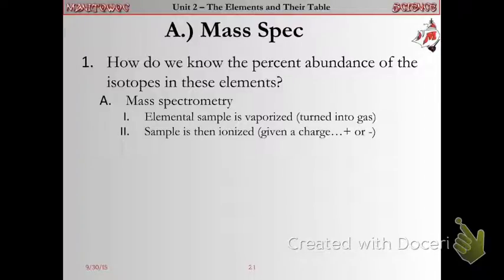If it adds electrons, it'll become negatively charged. And if it removes electrons, it'll become positively charged. Next, the sample is going to be passed through an electrically charged tube. So you'll now have an ionized sample, which will have a charge, passing through an electrically charged tube.